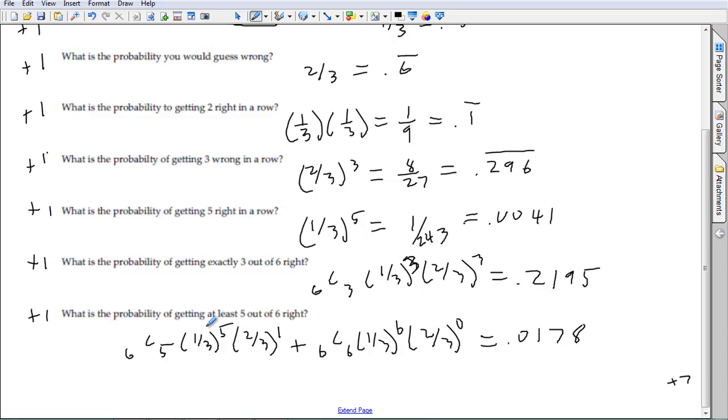And then what's at least 5 out of 6? The ones that would satisfy that would be 5 or 6. I know it's a little tricky when you see the words at least there. I taught you it's 1 minus the opposite, but this isn't really asking that. So it took a little thinking: you need to find the probability of getting 5 or 6 correct, which is the same thing as what we did up here. Here's 5 and 6, and you add those together and you get about a 1.78% chance.